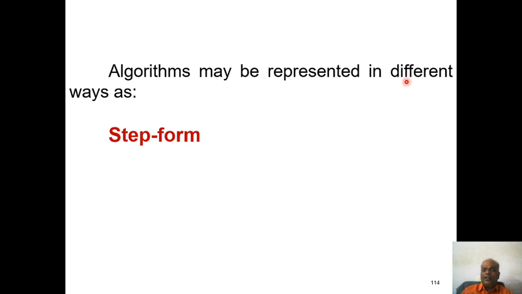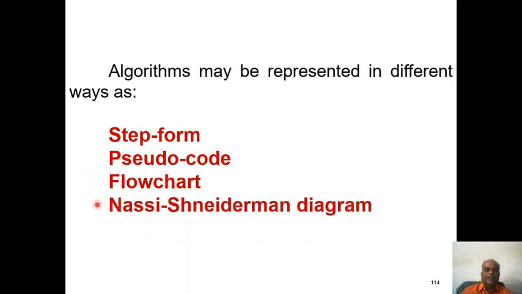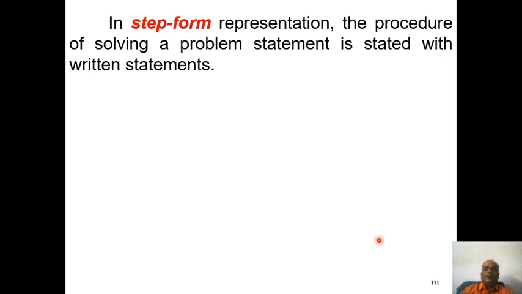An algorithm may be represented in different ways. The first is step form. Next one is pseudocode. The third category is the flowchart, and the fourth category is the Nassi-Shneiderman diagram. So an algorithm can be represented in these four different ways: step form, pseudocode, flowchart, and Nassi-Shneiderman diagram. First one is step form.